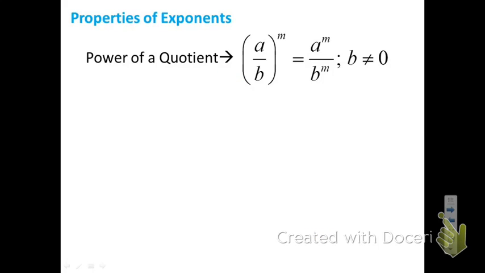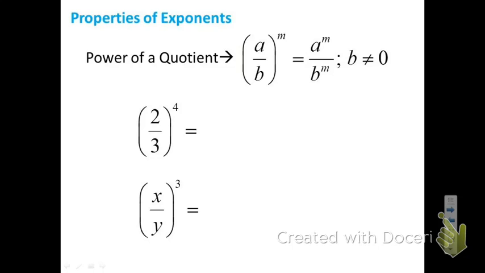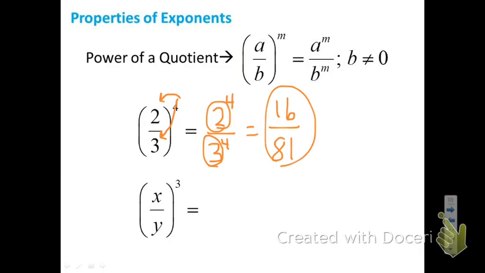And our last one is called a power of a quotient. This says that if we're dividing, this power has to distribute to both terms, as long as b does not equal 0, because we cannot divide by 0. So here we have 2/3 to the 4th. You're going to distribute that 4 to both of those values, and we get 2 to the 4th. Remember, that's 2 to the 4th, not 2 times 4. And 3 to the 4th, not 3 times 4. So 2 to the 4th is 16. 3 to the 4th is 81. If these bases don't simplify, then this answer will not simplify.